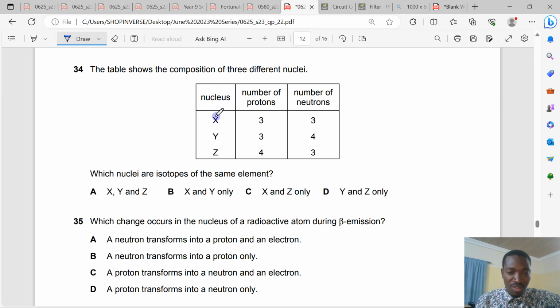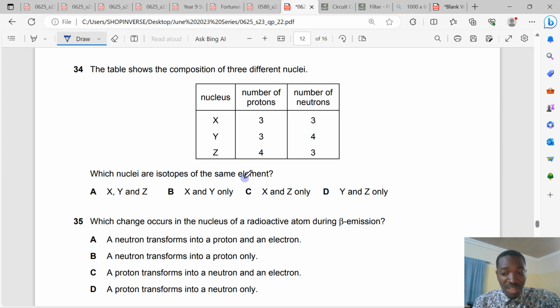We have nucleus X, Y, Z. Number of protons for X, 3, number of neutrons for X, 3. Y, number of protons, 3, number of neutrons, 4. Z, number of protons, 4, number of neutrons, 3. Which nuclei are isotopes of the same element?